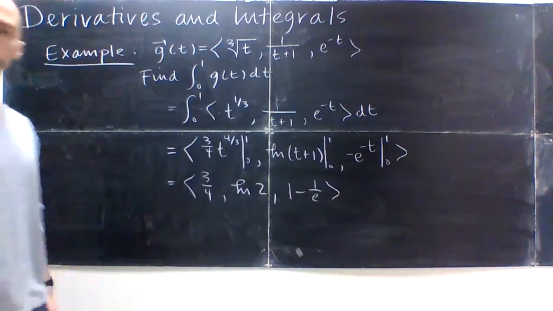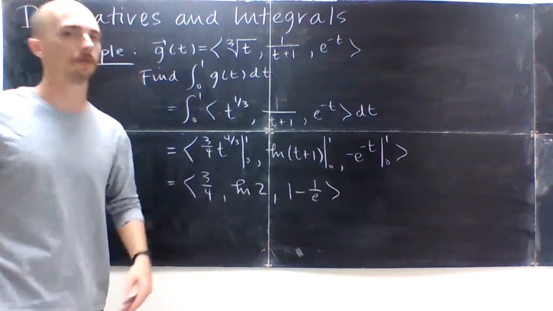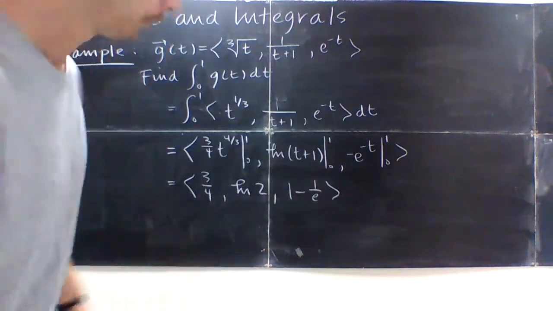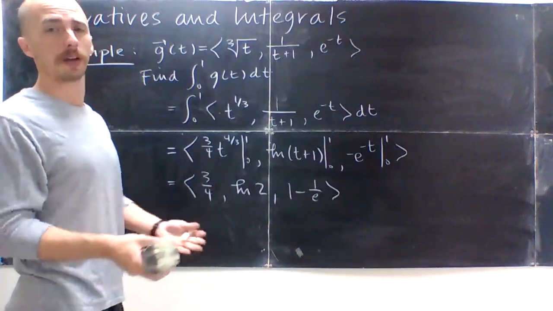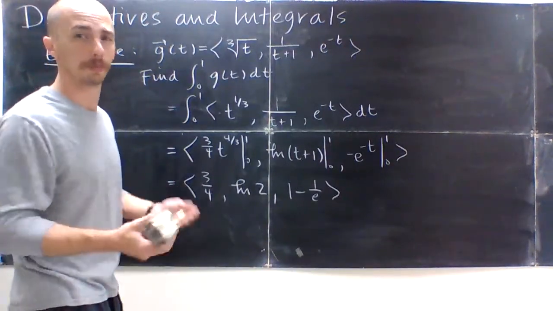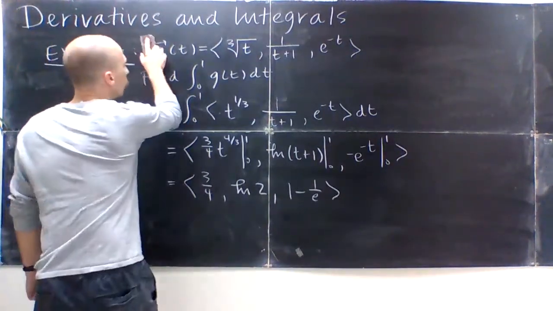Okay, and that's how we take a definite integral of a vector valued function. We see it's just the same. If we were good at it before, we're still going to be good at it now. And if we weren't that good at it before, this is just an opportunity for us to remediate that weakness.